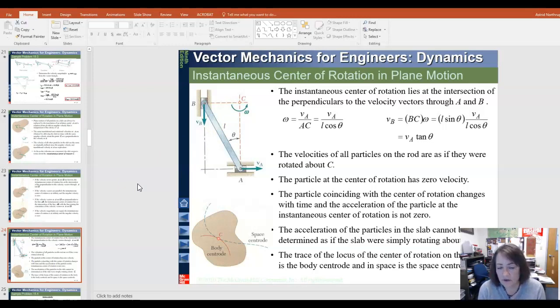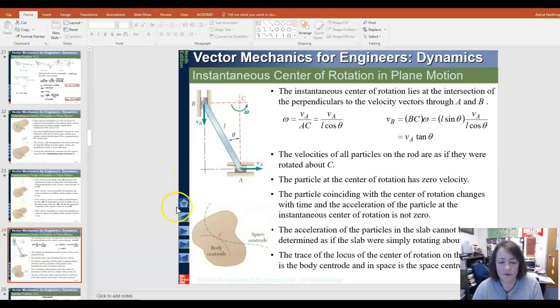Okay, if it's on the body, that becomes very important. Otherwise, it's just a fact. Because why? Because velocity is equal to omega cross r, and if it's through the center, r is equal to 0. Therefore, the velocity is equal to 0.